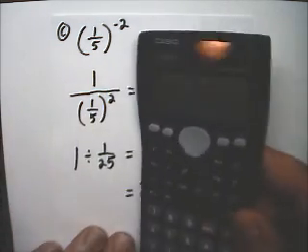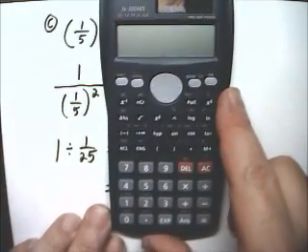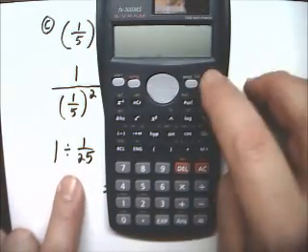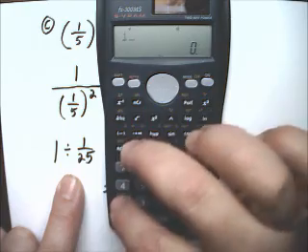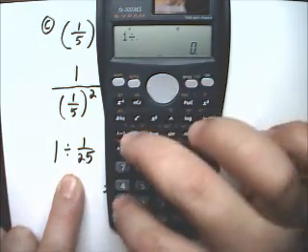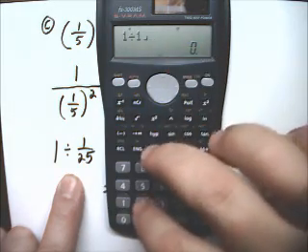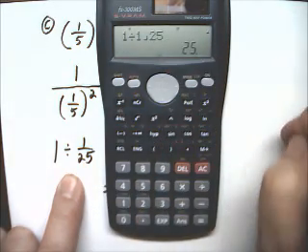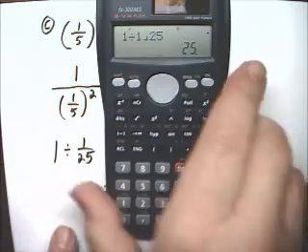And I just want to show you on a calculator. If we do 1 divided by 1 fraction key 25, that equals 25.